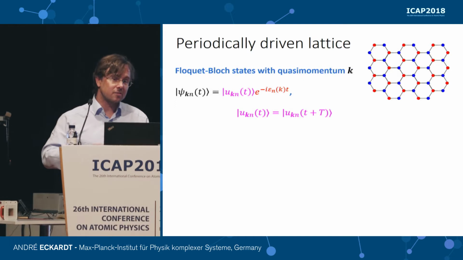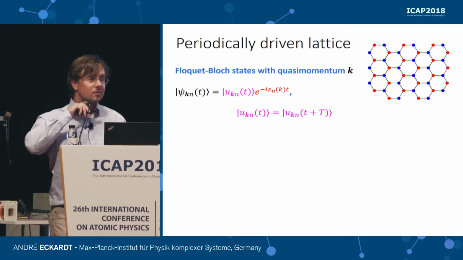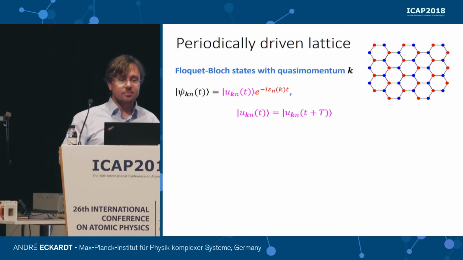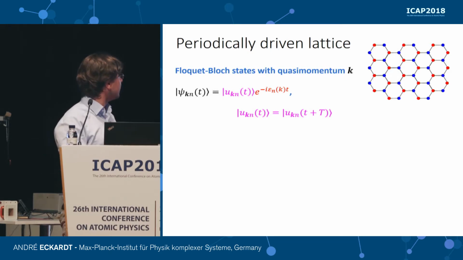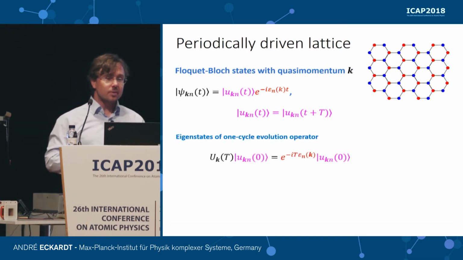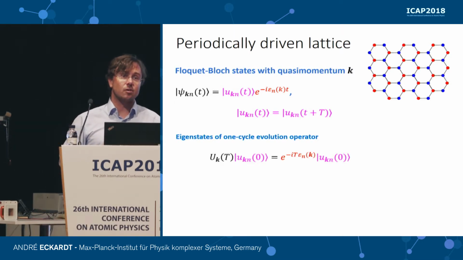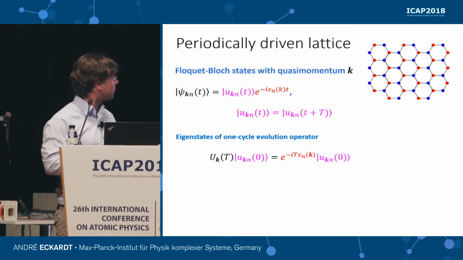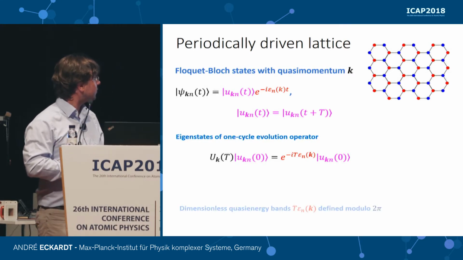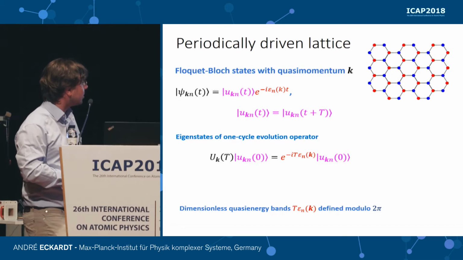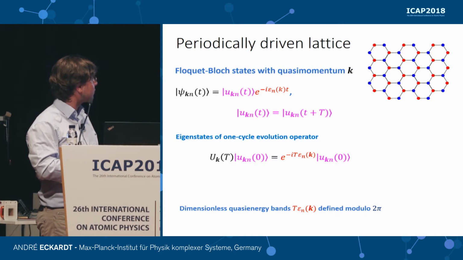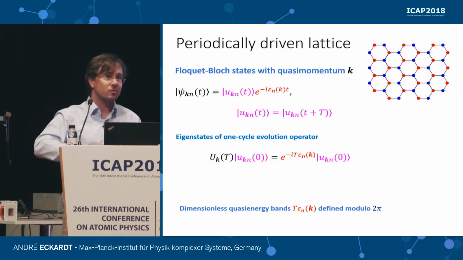It again has some Floquet states, and now these Floquet states are Floquet-Bloch states because the system is translationally invariant, and they are characterized by a sharp quasi-momentum k and some index n, which is a band index. And these Floquet states are eigenstates of the one-cycle evolution operator of the system, and the eigenvalues are phase factors, which are characterized by the quasi-energy. And this dimensionless quasi-energy is defined modulo 2 pi only because, of course, if you have this phase factor and you take the logarithm, you can take whichever branch you want.